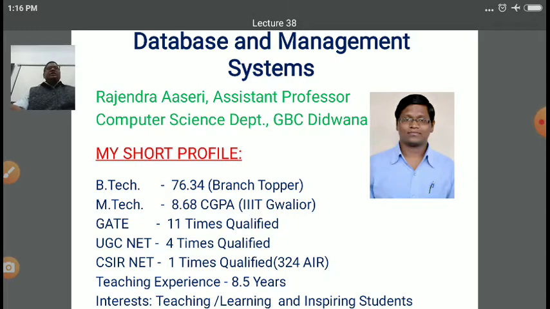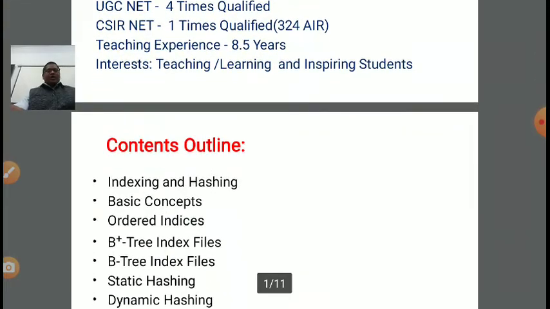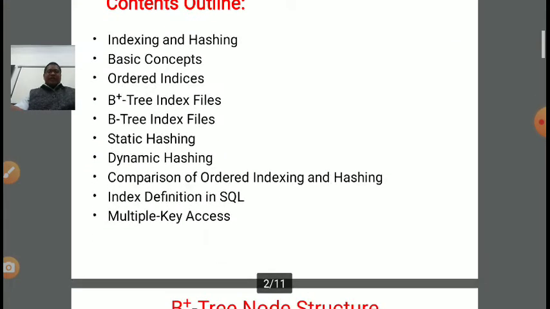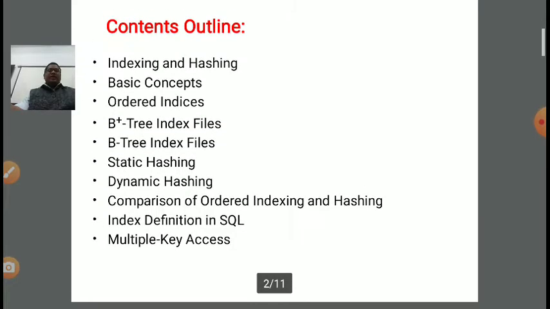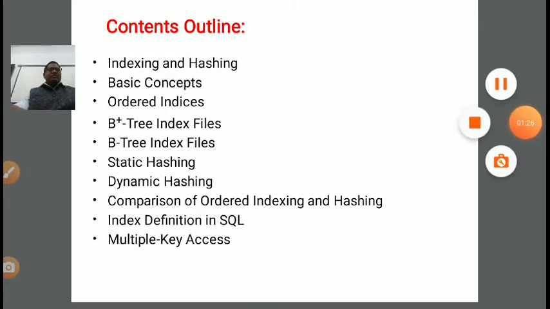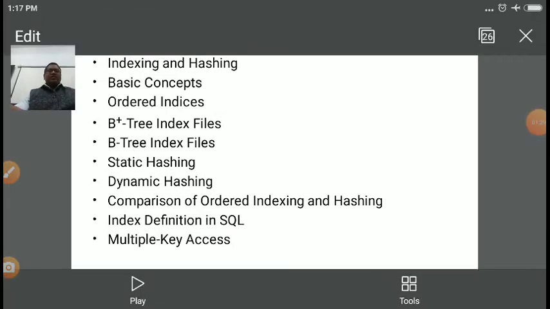Next, in indexing, we covered various types of indexing like primary index, secondary index, and multi-level indexing method. Then we started a new topic, the B plus tree, and we compared how B plus tree indexing is more beneficial than sequential index files. Continuing that topic, up to this point we have covered indexing and hashing basics, ordered indexes, and we started the B plus tree index file in the previous lecture, and some concepts about B plus tree are already covered.